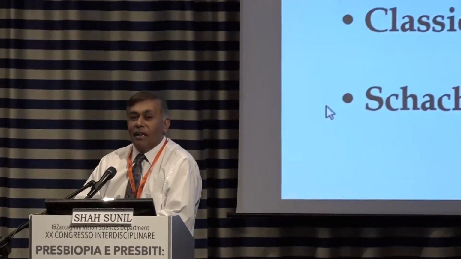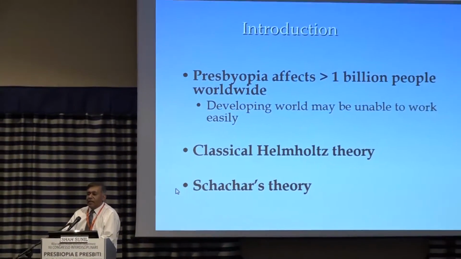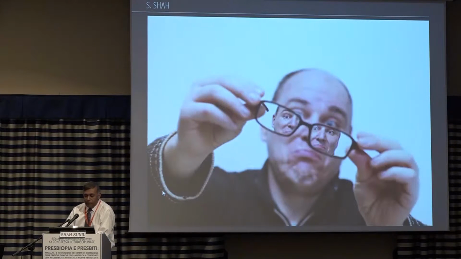So when it comes to surgery, we have a little bit of a problem in that there are two theories which tell you about how and why presbyopia occurs. So we have the Helmholtz theory and the Schachar theory, and there's a difference in their mechanisms, and yet there is surgery designed based purely on one of the particular theories as to why they should work. So we know what the problem is.